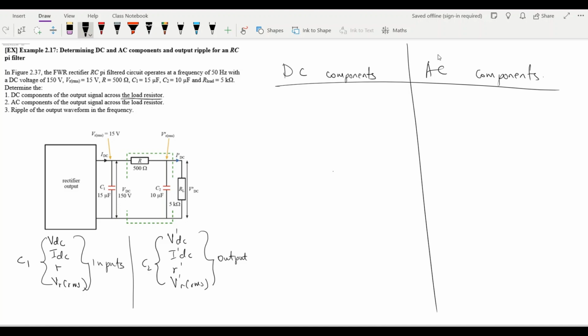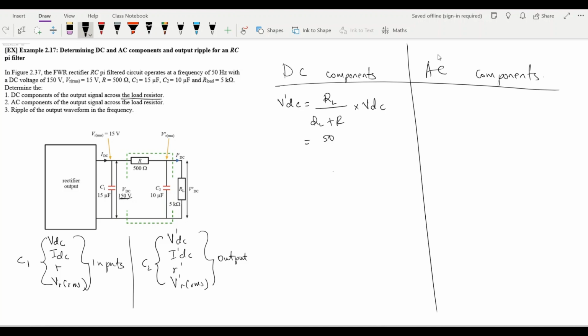Now, what is the DC component of the signal across the load resistor? We're going to use the equation V prime DC, which is equal to R load, R multiplied by VDC. Do we have VDC in the circuit? We do have VDC in the circuit, which is 150 volts. It is already provided in our statement. Do we have the load resistor? Yes, we do. Do we have the series resistor? Yes, we do. Now we need to calculate the output DC voltage. That is the DC component of this circuit, right? Make sure that you study your equations like I alluded.